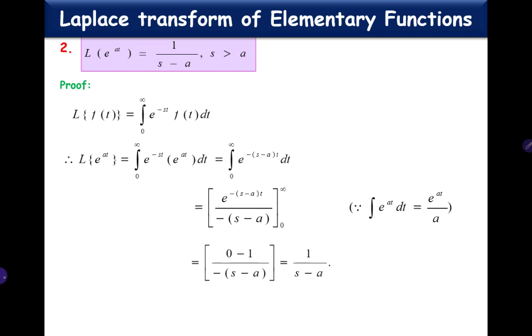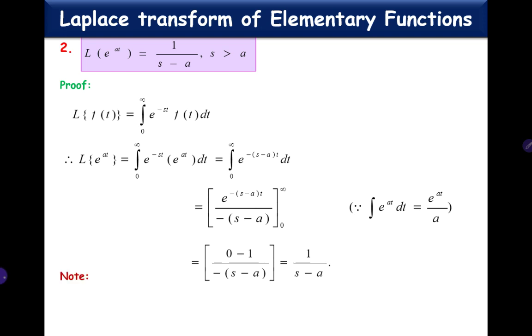Therefore, the Laplace transform of e power at is 1 by s minus a. For example, the Laplace transform of e power 2t is 1 by s minus 2. The Laplace transform of e power 5 by 2t is 1 by s minus 5 by 2.